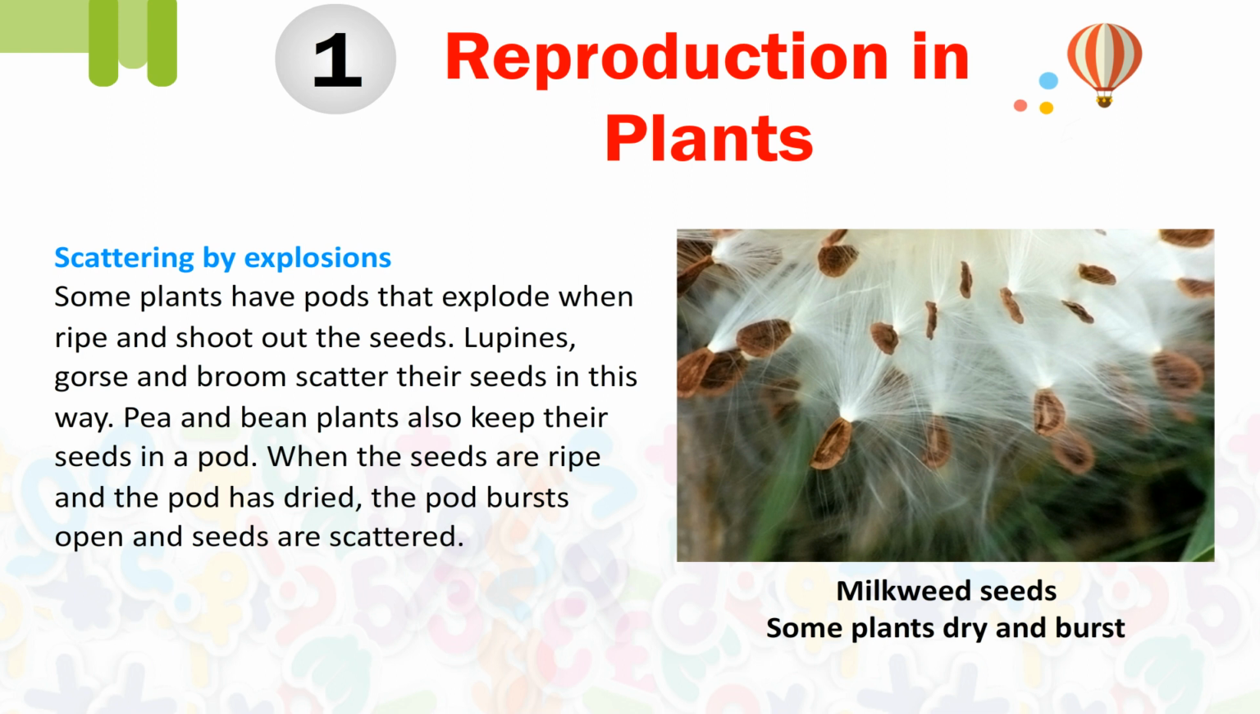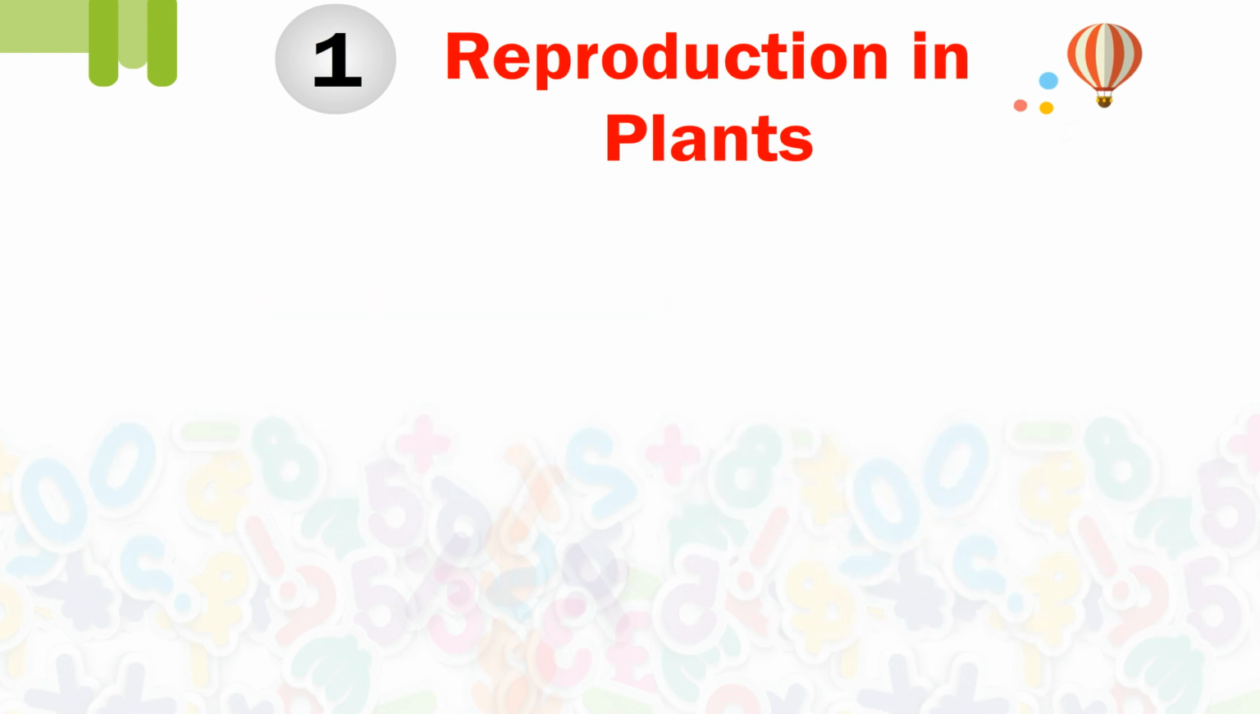Scattering by explosions. Some plants have pods that explode when ripe and shoot out the seeds. Lupins, gourds, and brooms scatter their seeds in this way. Pea and bean plants also keep their seeds in a pod. When the seeds are ripe and the pod has dried, the pod bursts open and seeds are scattered. Milkweed seeds. Some plants dry and burst.